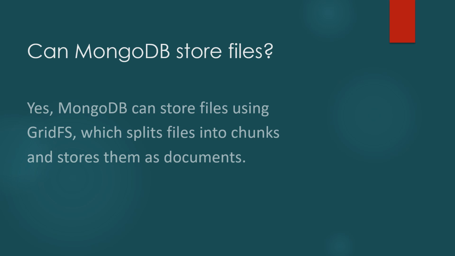GridFS is the MongoDB specification for storing and retrieving large files such as images, audio files, video files, etc. It is kind of a file system to store files, but its data is stored within MongoDB collections. GridFS has the capability to store files even greater than the document size limit of 16 MB.